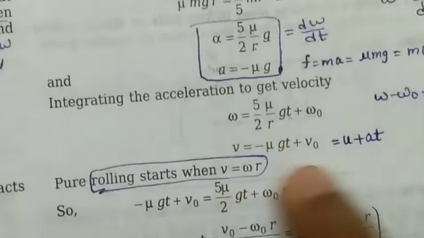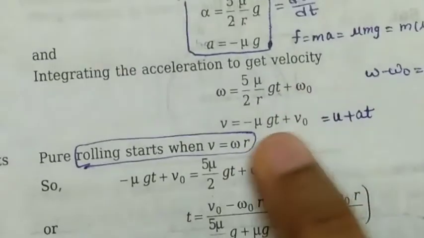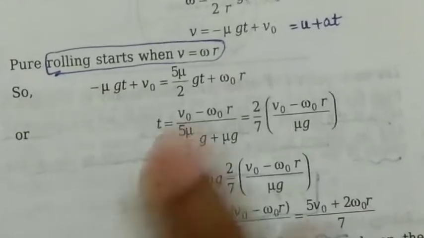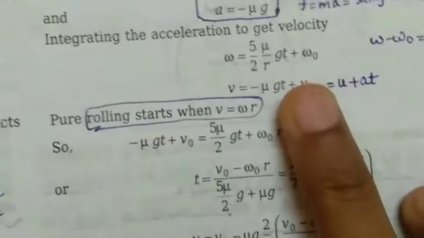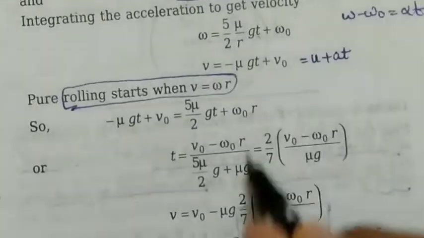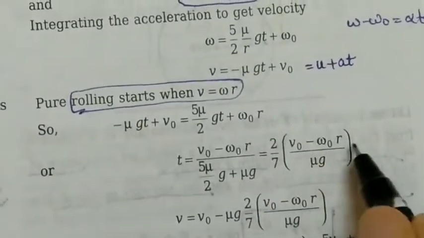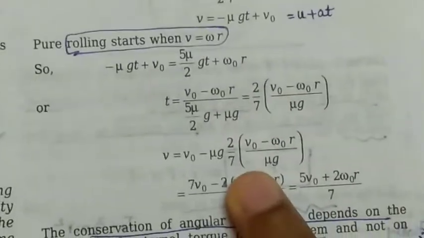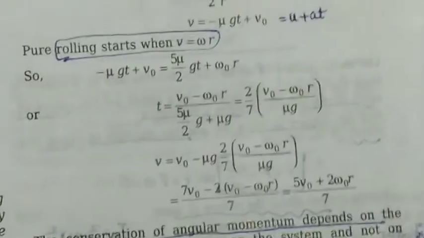So we have the equation for translational velocity, v naught minus mu g t. So v naught, keep it like that, minus mu g. In the place of t, we need to substitute this: 2 by 7 times (v naught minus r omega naught) by mu g. So that is the thing. So mu g would get cancelled.